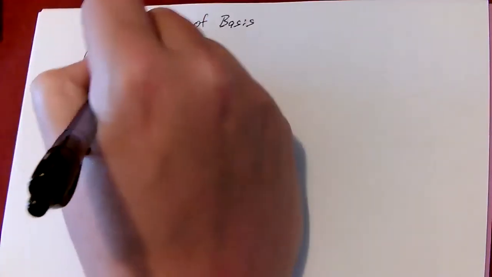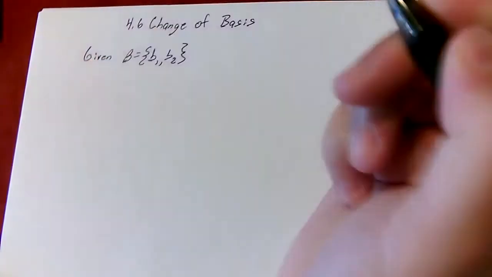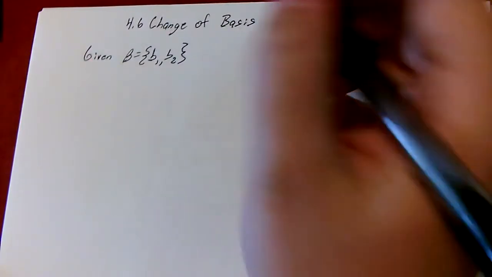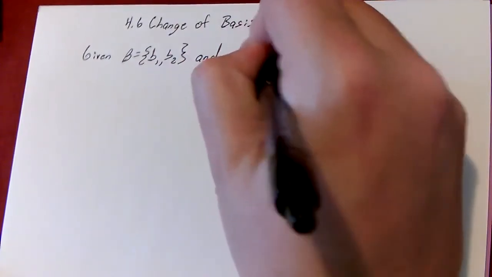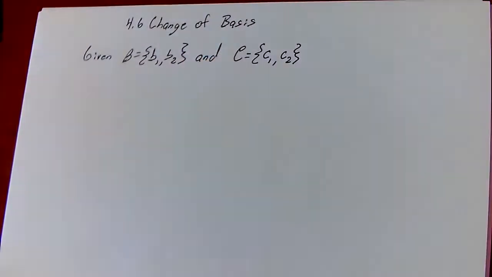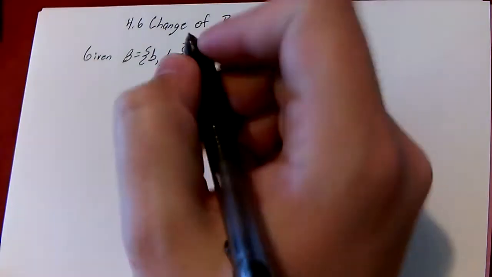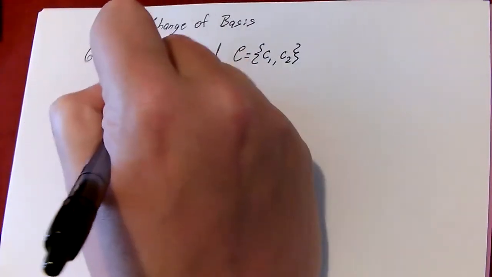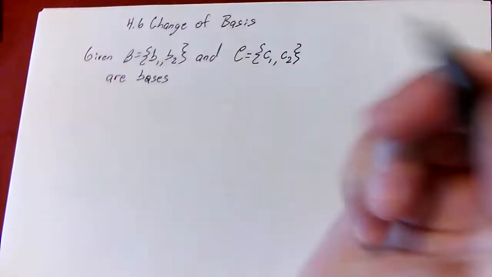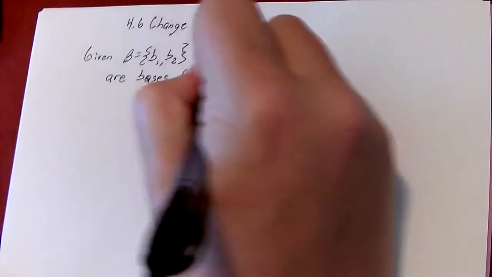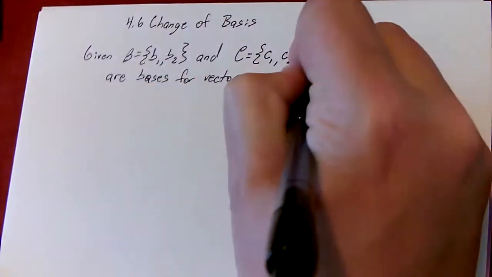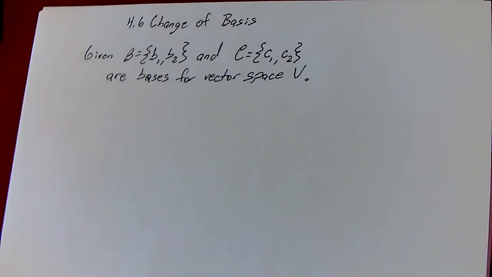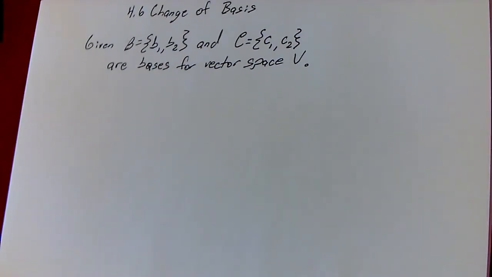I have two bases here. So I have a basis B, which consists of vectors B1 and B2. So it's a two-dimensional space because there's two basis vectors. And then I'm going to have a basis C that has vectors C1 and C2. Okay, so given B and C are bases, remember the plural of basis is bases, for vector space V. Maybe it's an R2 vector space, maybe it's P1, something like that, but a two-dimensional vector space.